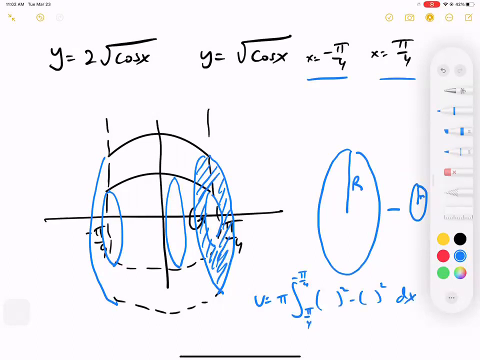Our big R is upper minus, in this case, 0, right? Which is our function. I think that's going to be our 2. Yep. 2 square root of cosine of x. Our inner function is going to be just, our inner is this, right, that's my inner radius, is just square root of cosine of x. And that's it, you're done.